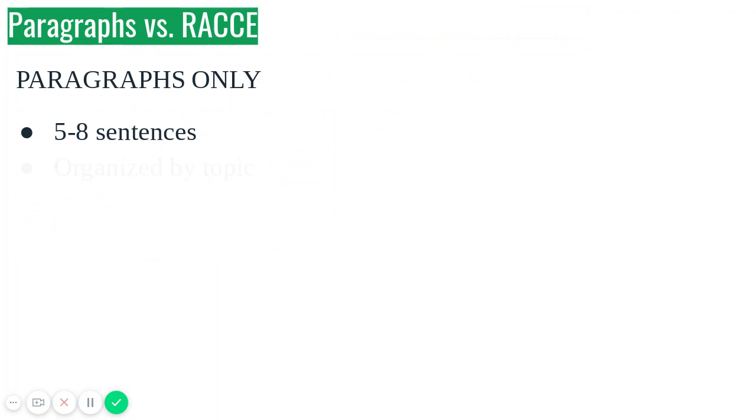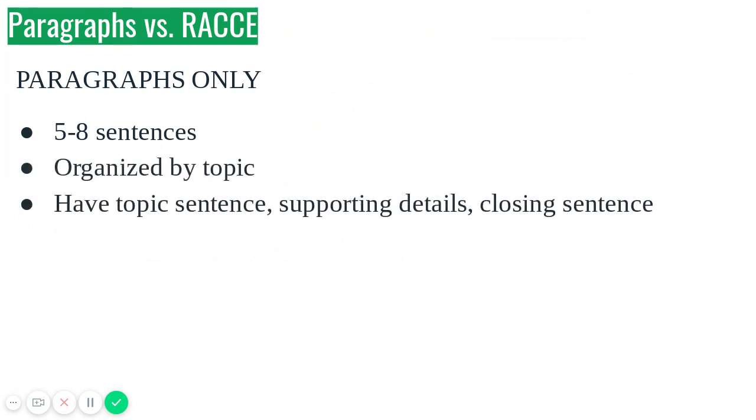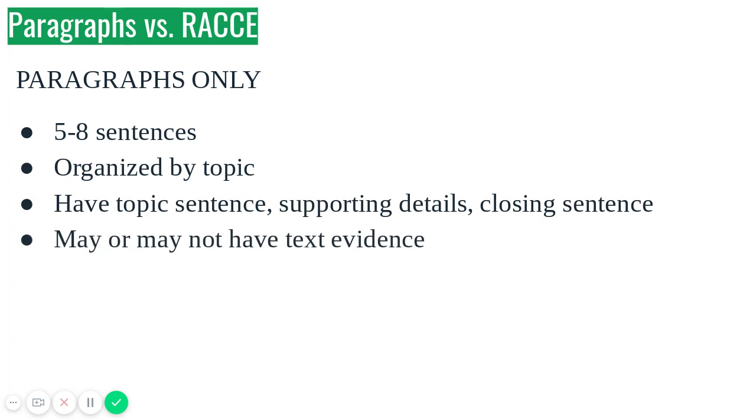A lot of you were also curious about the differences between paragraphs and RACE. Well, when you're writing a paragraph, it's 5 to 8 sentences. It's organized by topic. You have a topic sentence, supporting details, and closing sentence. If those are new vocabulary words, don't worry, we're going to go over them. They may or may not have text evidence. It depends on what you're writing the paragraph about.